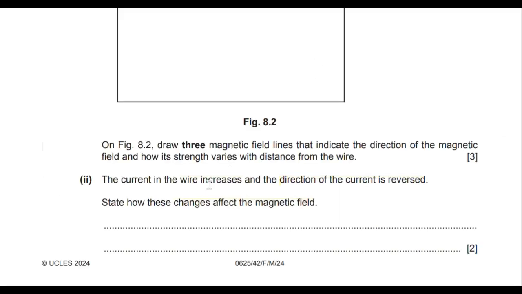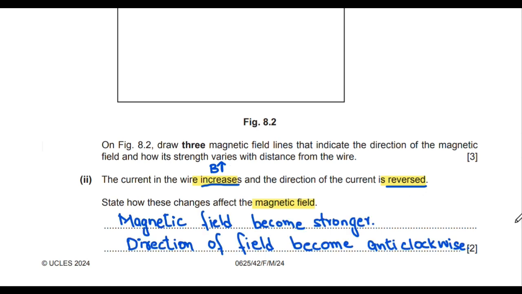The current in the wire increases and the direction of the current is reversed. State how these changes will affect the magnetic field. So if you increase the current in the wire, the magnetic field will increase. And if you reverse the direction of the current, the magnetic field will reverse its direction, and now it will be anti-clockwise. So the magnetic field becomes stronger and the direction of the field becomes anti-clockwise.